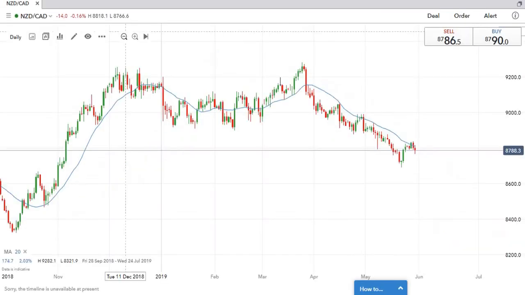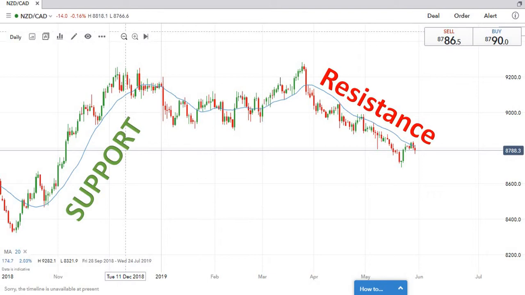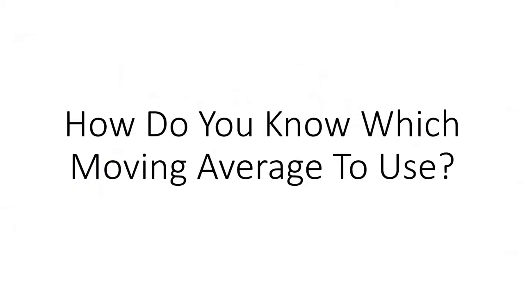Have a look at this New Zealand dollar Canadian dollar chart, where the 20 moving average, also known as the MA, acted as support in the uptrend and then as resistance in the downtrend. The question is, how do you know which one to use? Here are my recommended steps.